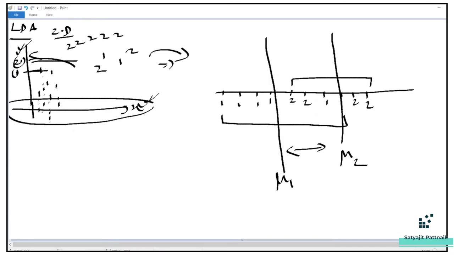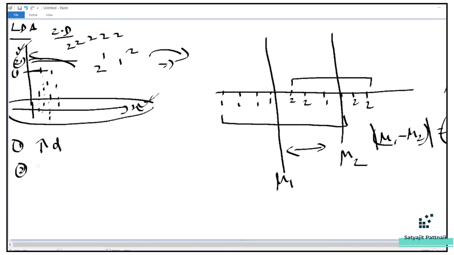Okay, so now what does that mean? If I do mu1 minus mu2, and let's say this is d, I should always focus on increasing the value of d. Now you can take a modulus of that. Mu1 minus mu2 is equal to d, so my first focus is to increase the value of d. First step, increase the value of d, or you can say maximize the distance between the mean values. These are the assumptions of LDA.